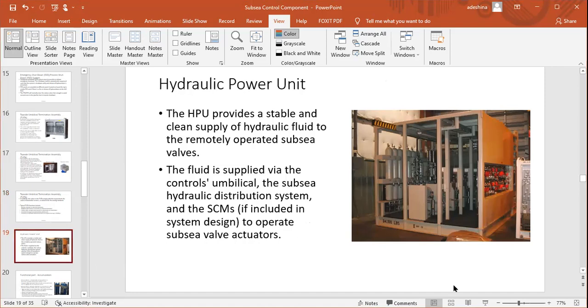So next we have our HPU. This helps us to provide stable and clean supply of hydraulic to our remotely operated subsea valve. All right. And this fluid is supplied via our control umbilical, the subsea hydraulic distribution system, and our FCN, if included in the system diagram, to operate our subsea actuators. And you can see an example of HPU, all right? It provides electrical hydraulic power to move them from topside to subsea.